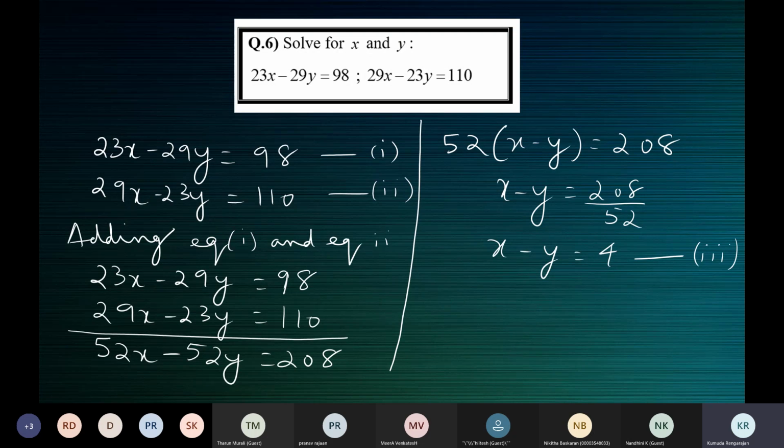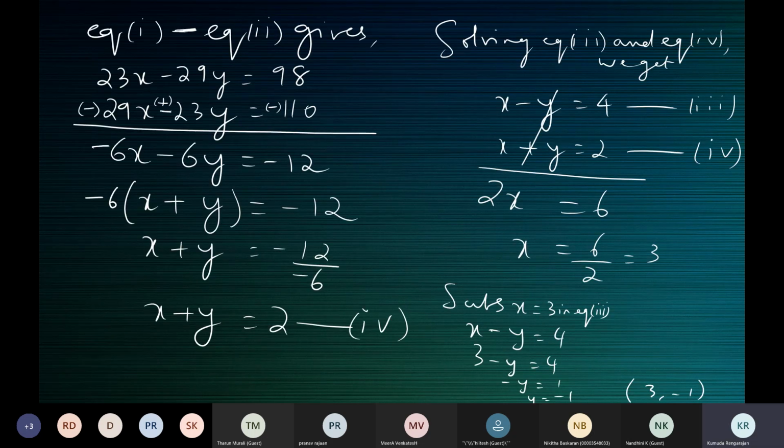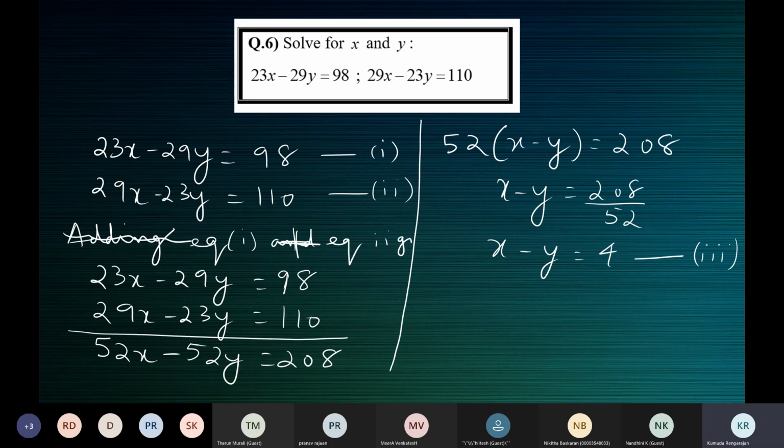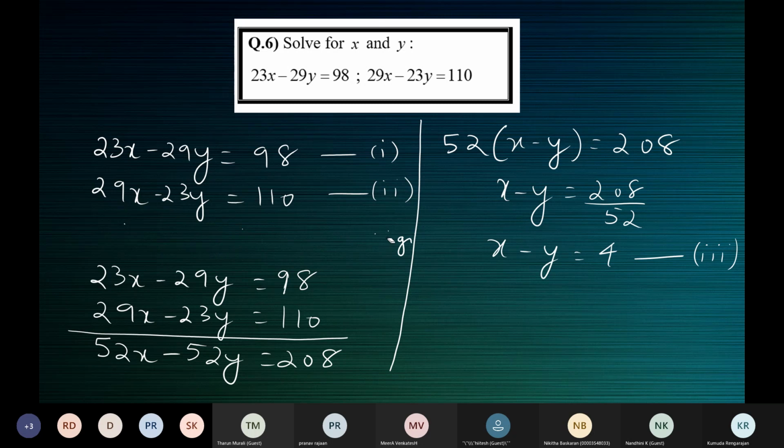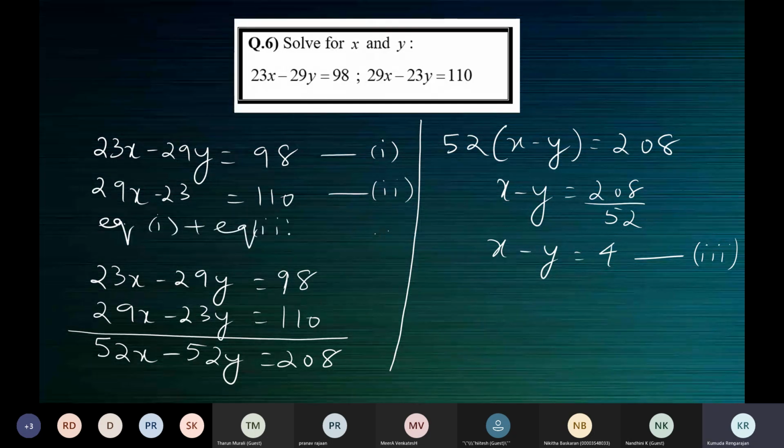Here you can write equation 1 plus equation 2, so that it just looks alike, that's all. This is right, but you can also write equation 1 plus equation 2 gives. Like here we wrote equation 1 minus equation 2 gives, right? So like that you can write.